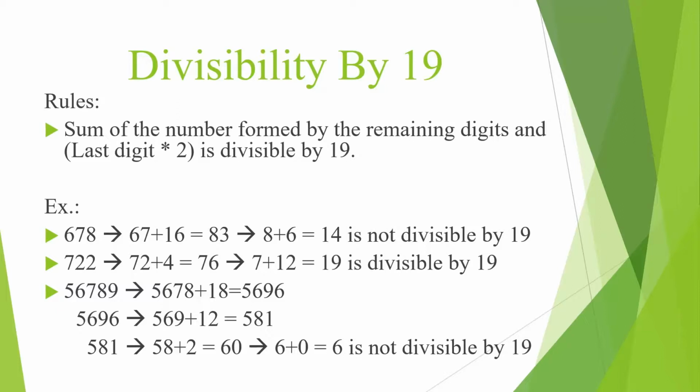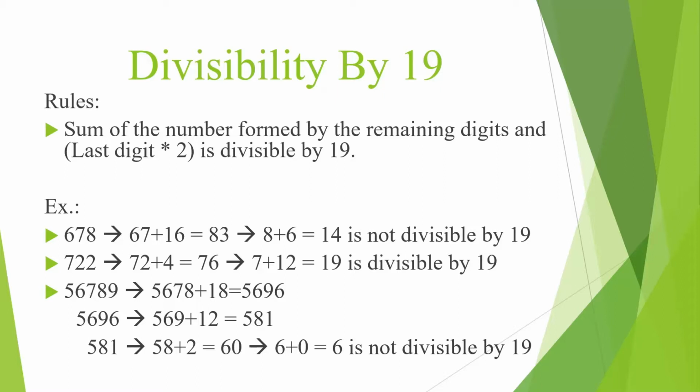Now let's consider a bigger number, 56,789. Ignore the last digit, we'll get 5,678. Last digit into 2, that is nothing but 9 into 2 equal to 18. 5,678 plus 18 equal to 5,696. As this is also a bigger number, let us reduce it further. 5,696. Ignore the last digit, we will get 569 plus last digit into 2, which is nothing but 6 into 2 equal to 12. So 569 plus 12 equal to 581.